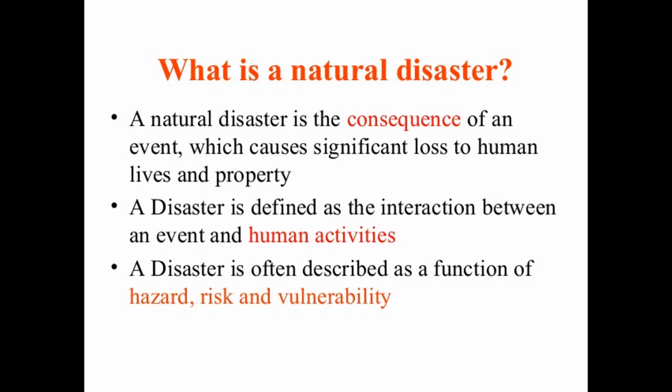And to go further into today's lesson, we want to identify natural disaster. So what is a natural disaster? A natural disaster is a consequence of an event which causes a significant loss to human lives and property. A disaster is defined as the interaction between an event and human activities. A disaster is often described as a function of hazard, risk, and vulnerability.